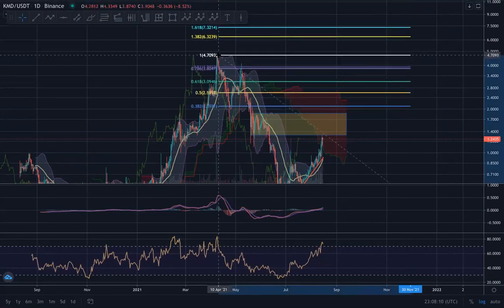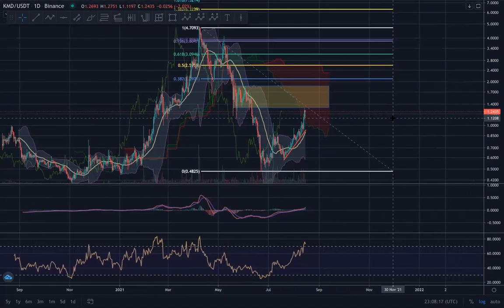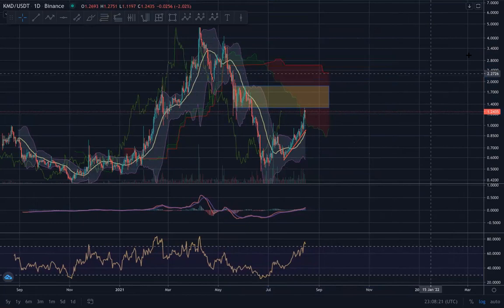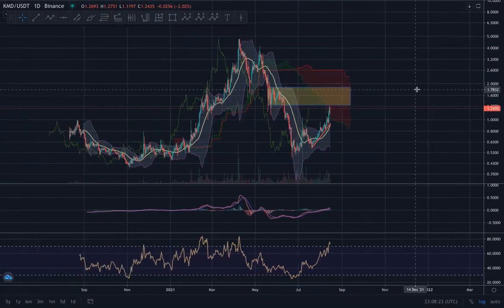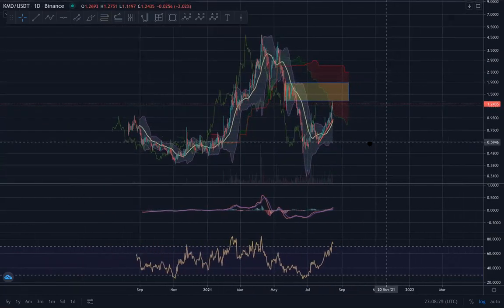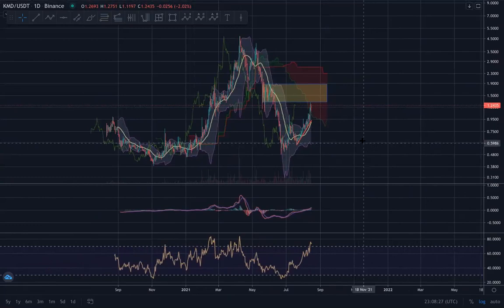That makes good sense. Okay, so a 618 is at $3, even if you're going from the high of the high. There you have it. Those are some fun with fib numbers for the KMD USDT price. Okay. Fantastic. Whew, having so much fun.